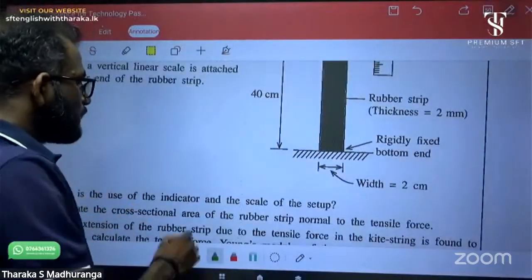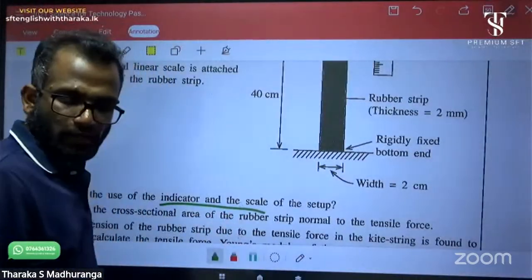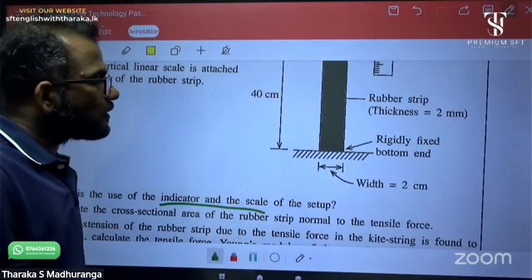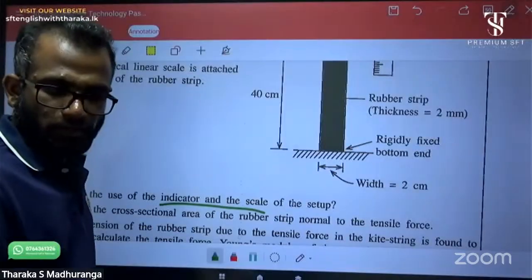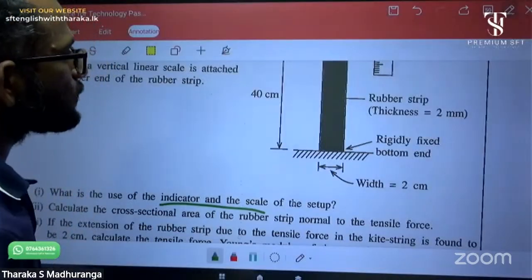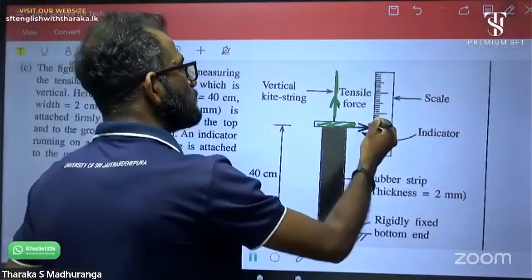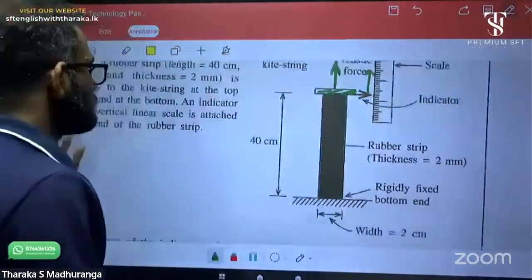What's the purpose of the indicator and scale? Accurately measure the extension of the rubber strip. Right? Accurately measure the extension when it is under tension.